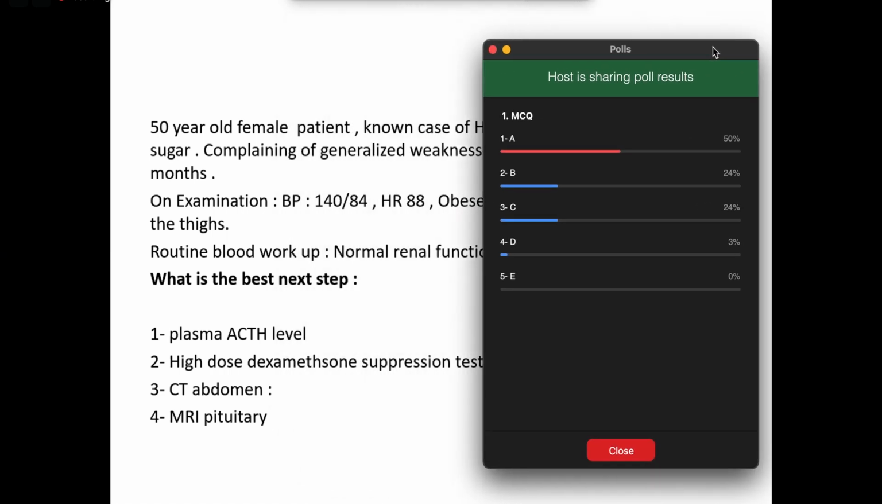So 50% plasma ACTH, 24% high density. So now we have to know, is it ACTH dependent or ACTH independent? If the ACTH is very low, it means that the adrenal is secreting cortisol that suppresses the pituitary. So the next step is the ACTH.